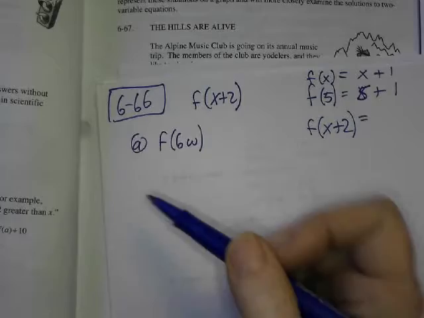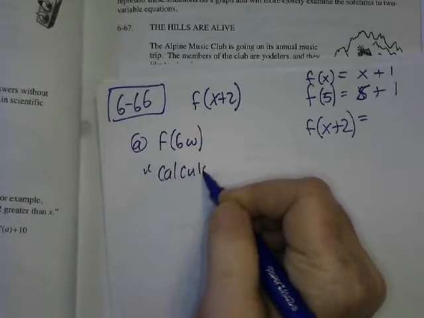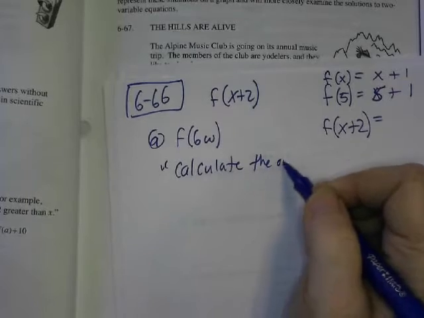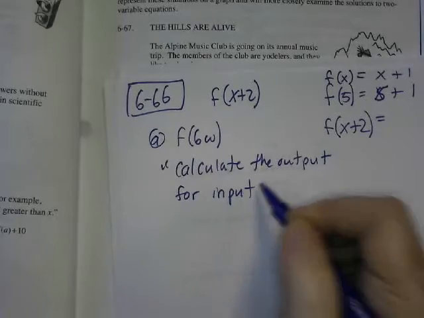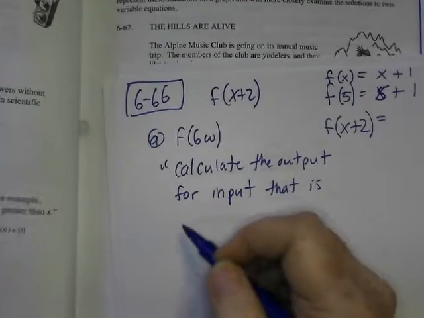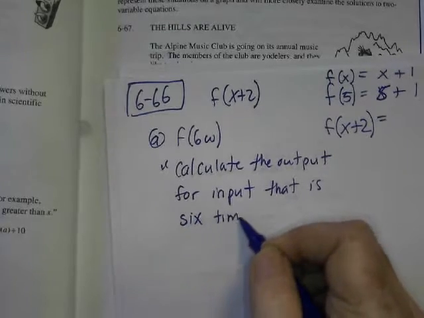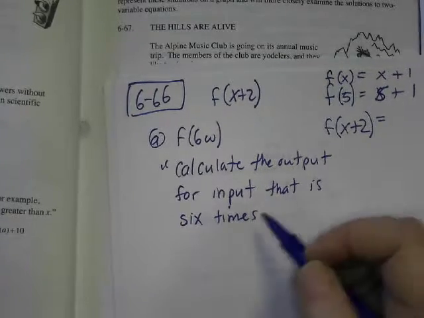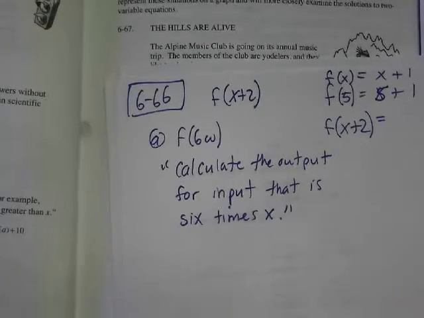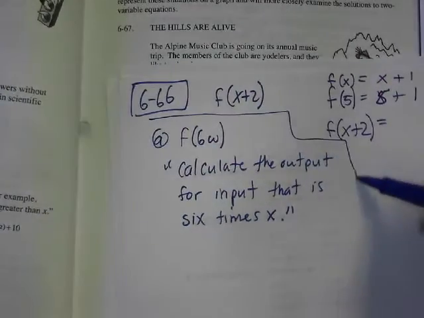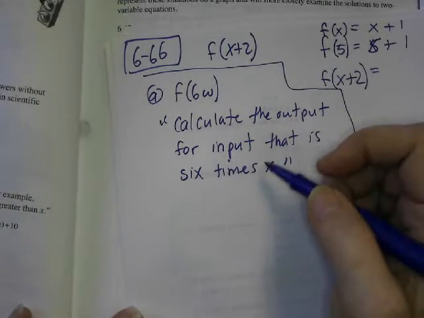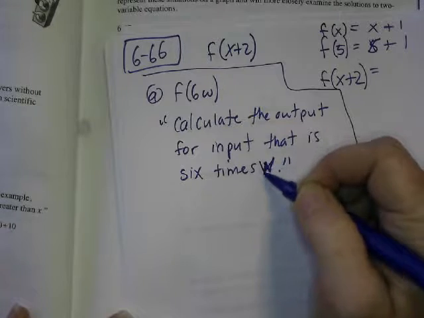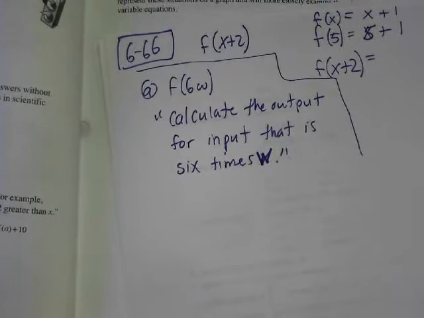So for this one, I would write something like this. Calculate the output for input that is 6 times x. So that's how I would answer that letter A, 6-66. Oh, sorry, it's not x, you guys. I'm riddled with mistakes. It was a w. I turned it into an x.